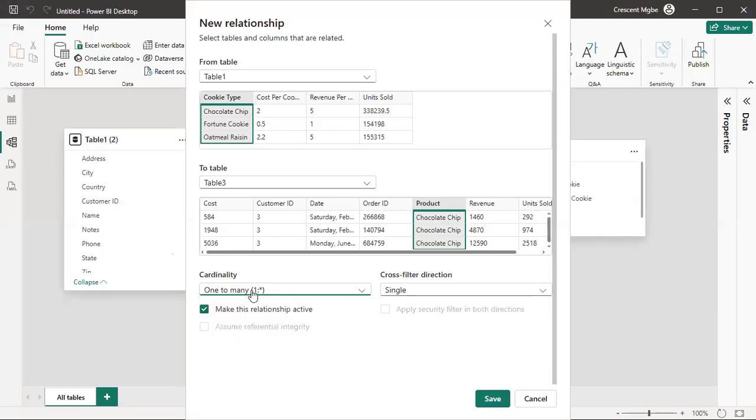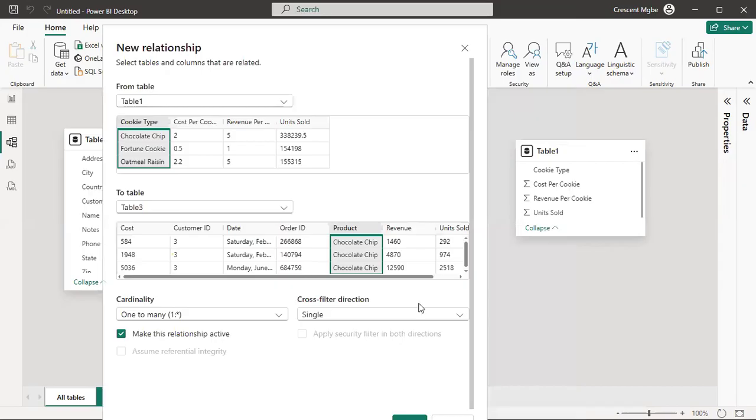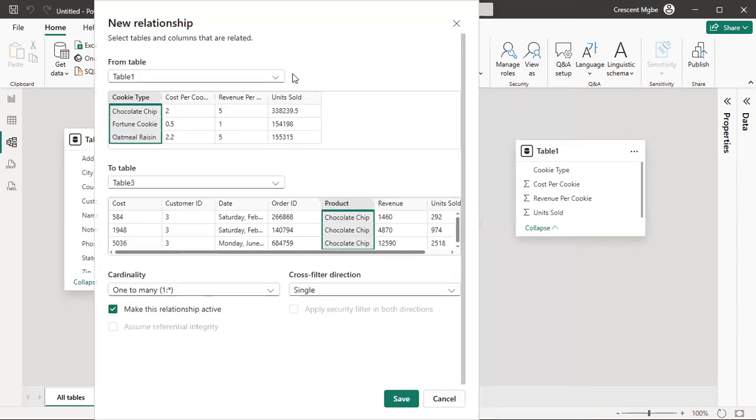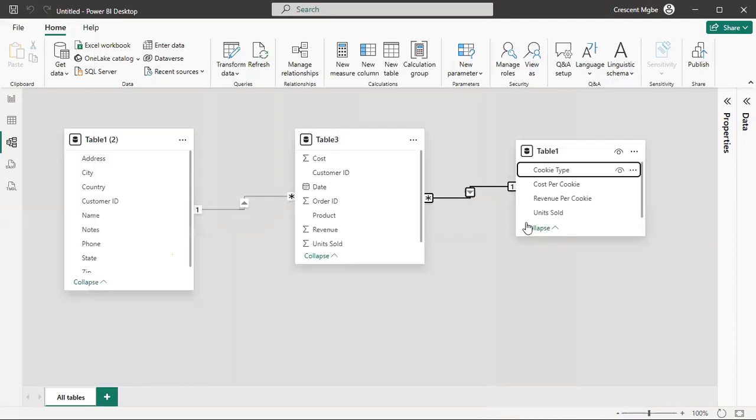Then the direction. Remember the direction. It is single, right? See, pointing upward. So the direction is single, not both. You don't want it to go both. If you put both, it will even reject it, but it is single. Then mark this relationship active, make it active. Then what next? You click on save. Once you click on save, it has connected for us. You see, it has created that connection.